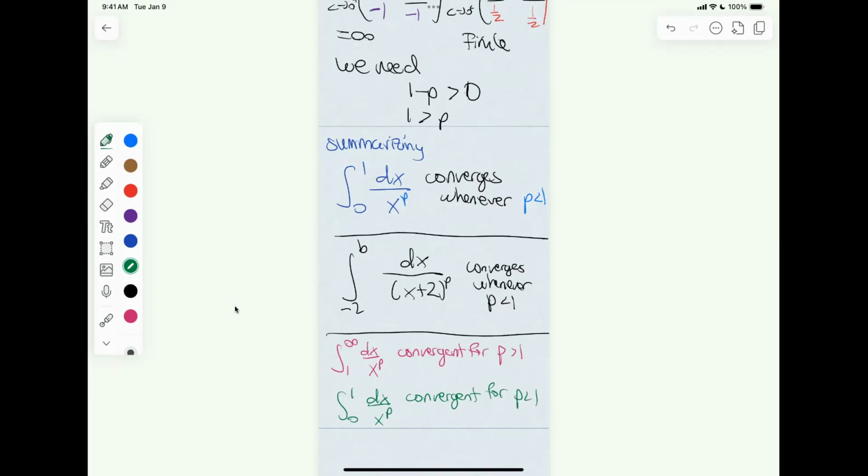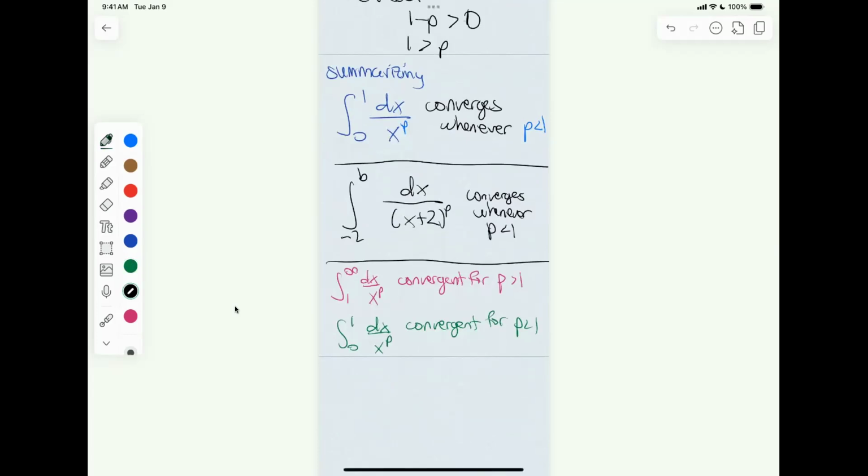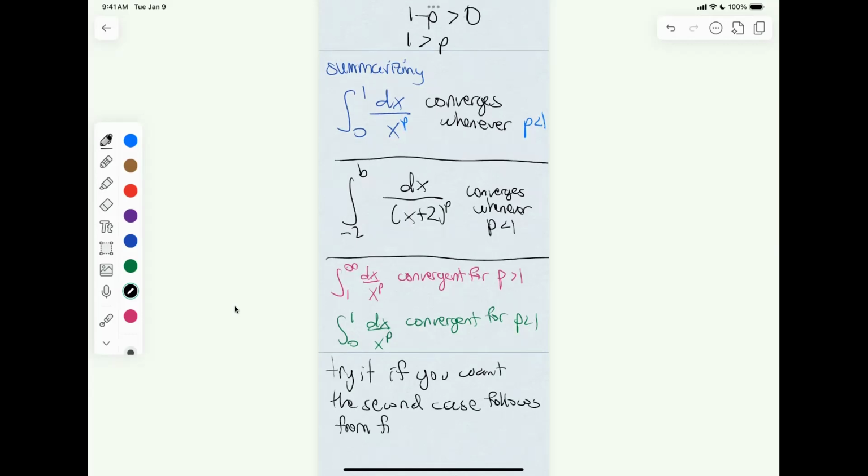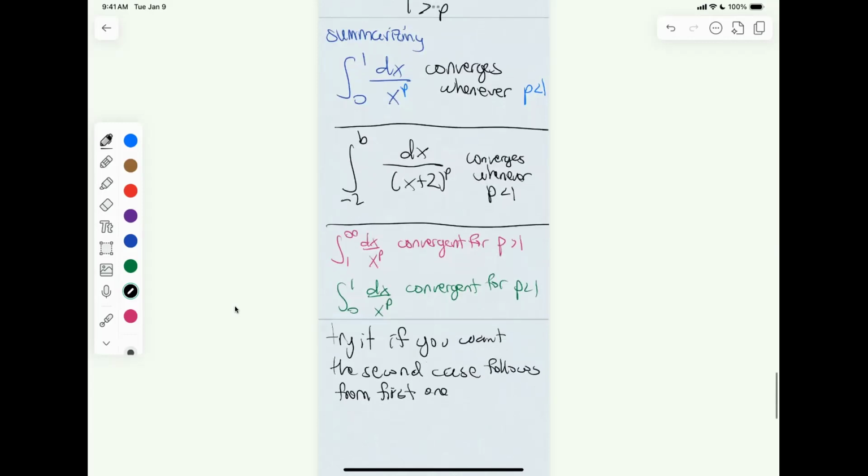I don't have time to do it today, and I won't, but I'll leave that as an exercise if someone wants to try it. Do a change of variables, t equals 1 over x in the second one, to reduce it to this case. Because if you do t equals 1 over x, one of the bounds becomes infinity, right? You can try it for fun, because you really don't need it. The second case follows from the first one using a substitution, or u equals 1 over x, that's what I'm trying to say.